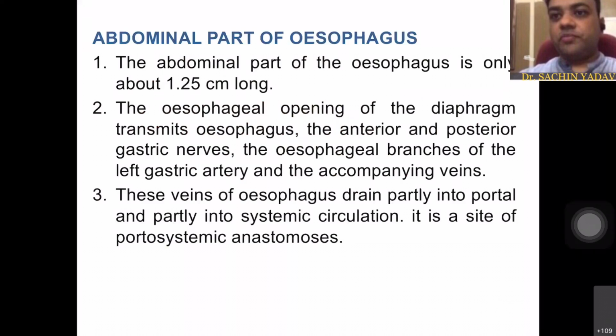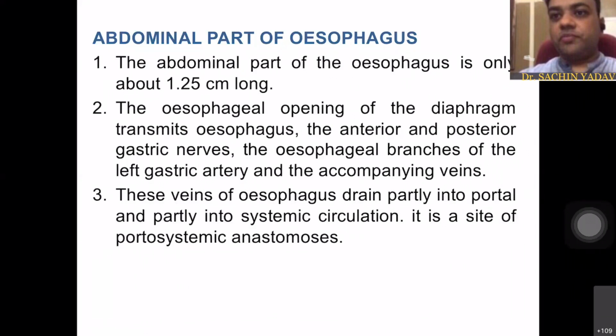First we'll see the abdominal part of the esophagus. We have already seen the thoracic part of the esophagus, and when the head and neck lectures start, we'll see the pharyngeal and cervical parts. Now we see the abdominal part of the esophagus. It is only a small fraction of the whole length of the esophagus, around 1.25 centimeters long in the abdomen.